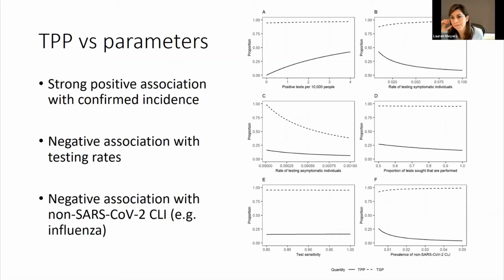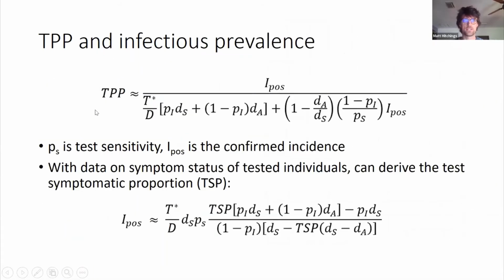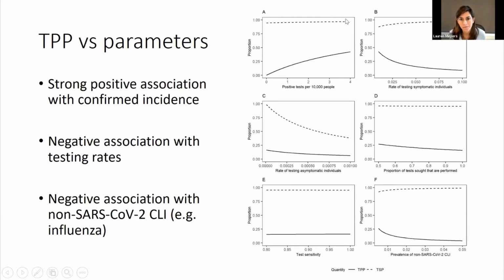Sorry, Matt, can you explain what those two lines are one more time? Sorry, it's at the bottom in tiny writing, very helpfully. The solid line is just this equation here. And then the dotted line is the test symptomatic proportion, the proportion of people with COVID-like illness. Okay. So as you have higher overall case numbers, you would expect to have higher TPP as well, because that tracks with infectious prevalence. And obviously, if your infectious prevalence were 1, you would expect your TPP to be 1 as well.